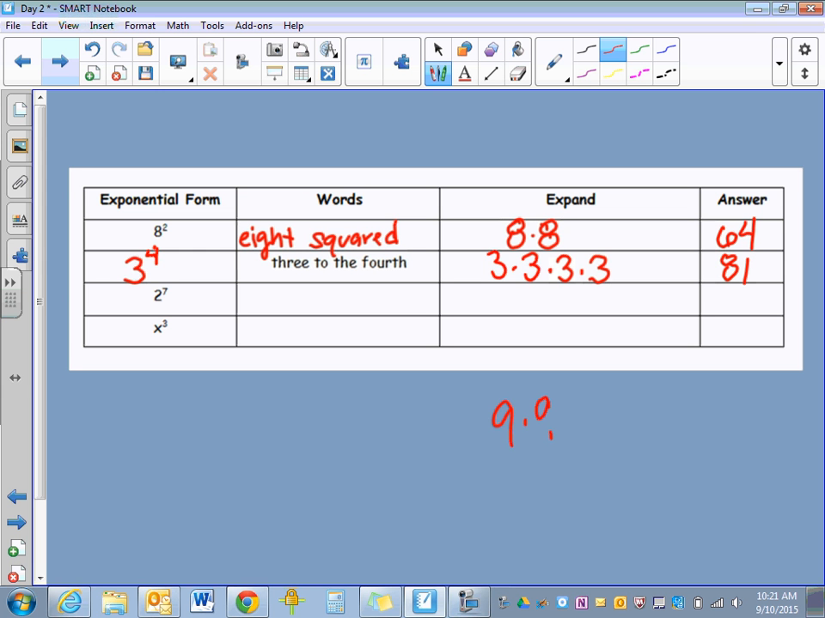Alright, next up. Who has an idea as to how we would write out this? 2 to the 7th. Very good, 2 to the 7th. And Jose, how would we expand it? 2 times 2 times 2 times 2 times 2 times 2 times 2. Very good. So 2 times 2, 7 times. 1, 2, 3, 4, 5, 6, 7.